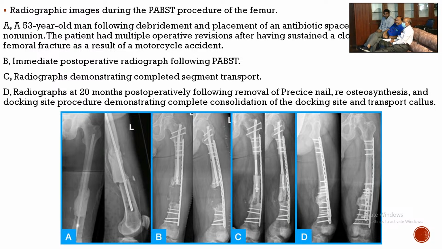No. It costs around 8 lakhs in India. Yes, sir. 8 lakhs per person, sir. 8 to 15 lakhs in India.